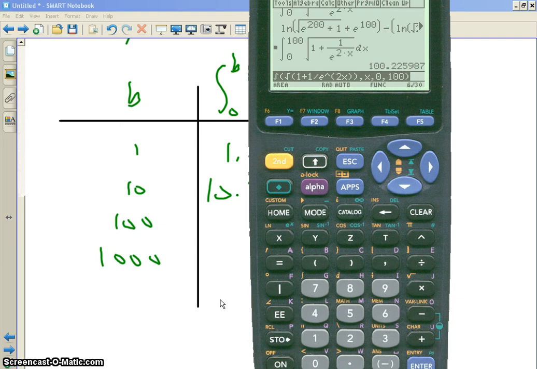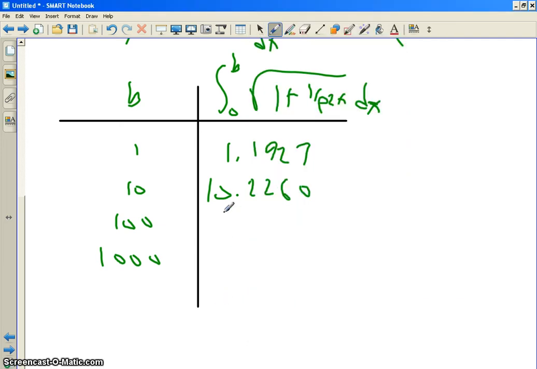100.2260. Are you getting a pattern here? What do you think the next one's going to be? 1,000 point stuff, probably 2260. Yeah, so I can make this arbitrarily large. It's not getting closer and closer to anything. This limit does not exist, therefore this arc length does not exist.